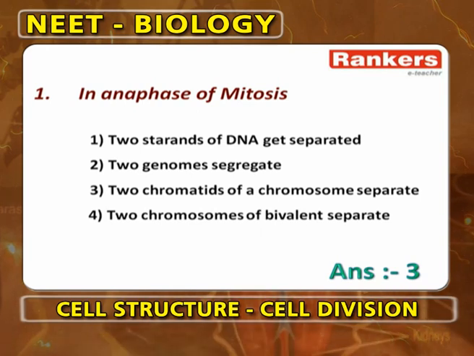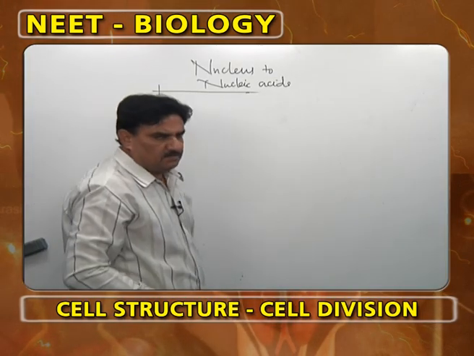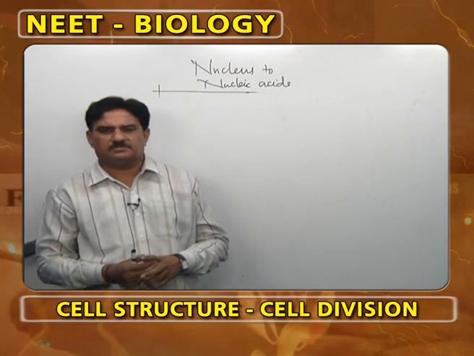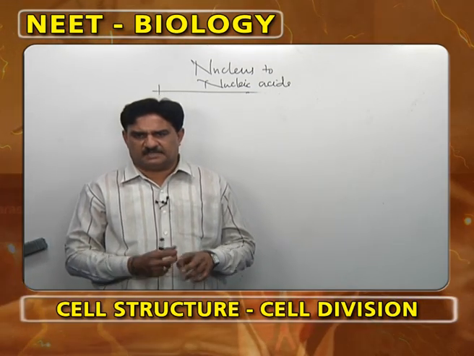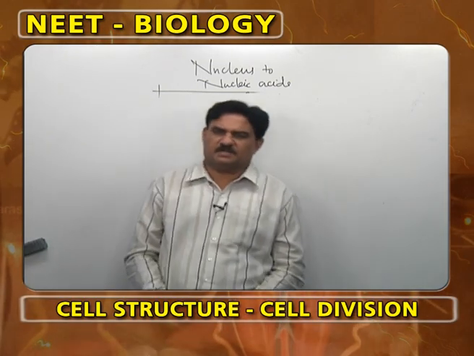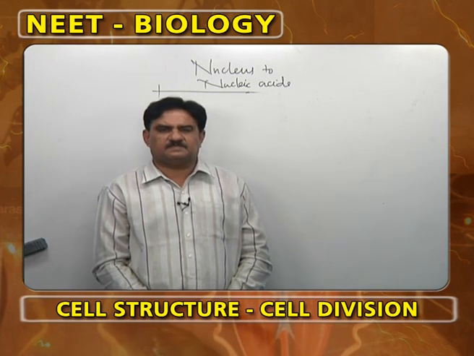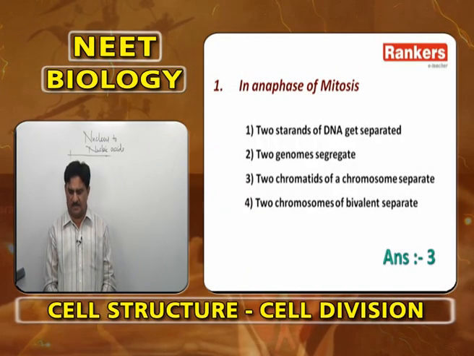Till metaphase, chromosomes show two chromatids and four arms. But from anaphase, chromosomes show one centromere, one chromatid, two arms. So the chromatids get separated, and they are called daughter chromatids or daughter chromosomes. Daughter chromosomes are pulled to their respective poles by the pulling action of spindle fibers.